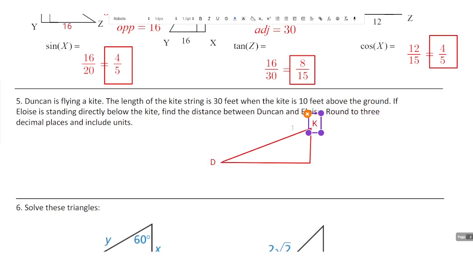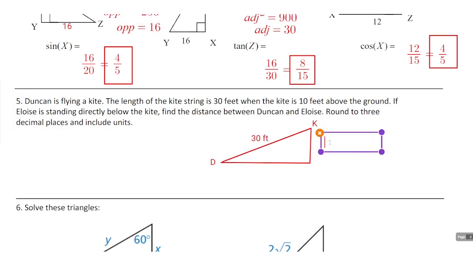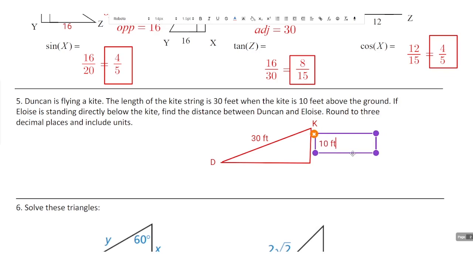The length of the string is 30 feet, so we'll label this 30. And it's 10 feet above the ground, so it's going to be just the height here. So that's going to be 10 feet here. It says if Eloise is standing directly below the kite, so Eloise is right here at this vertex, find the distance between Duncan and Eloise, which would be this distance right here.